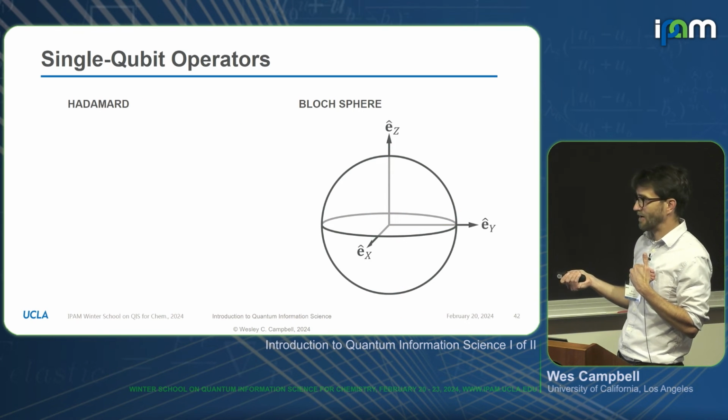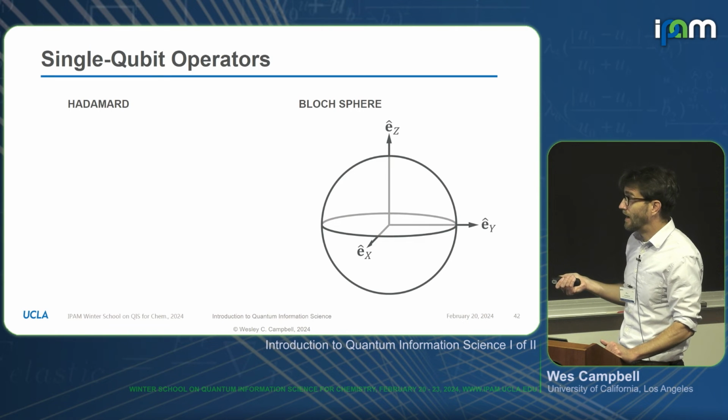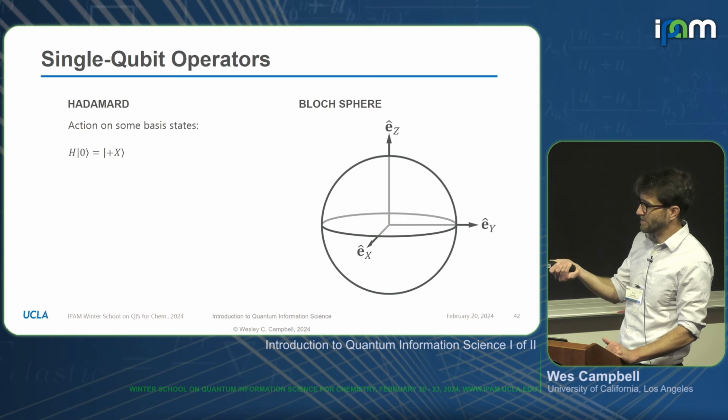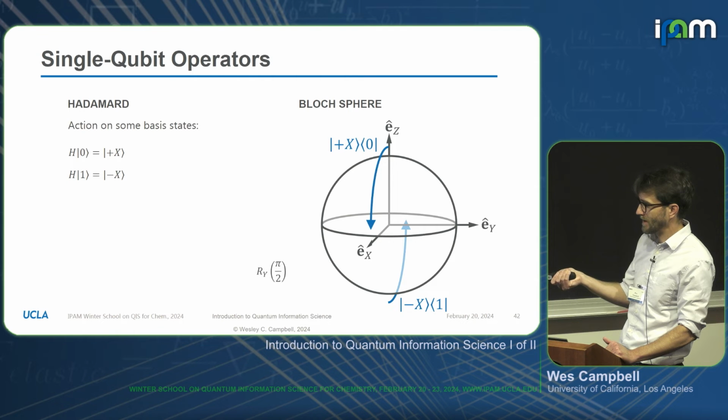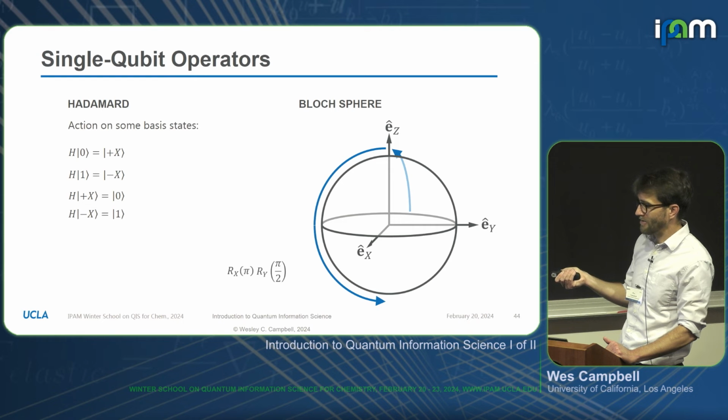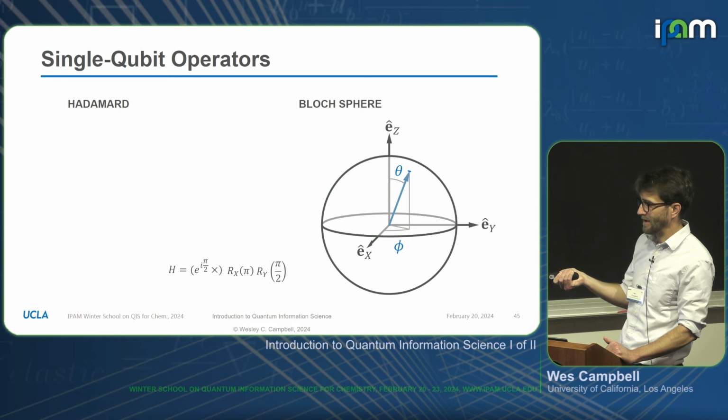There is another operation that is a pi rotation, but it's a little bit funny. It's called the Hadamard. The Hadamard operation takes the 0 eigenstate to the +x eigenstate, and the 1 goes to -x. So that looks like a rotation by pi/2 about the y-axis. Then it also takes the +x eigenstate to 0, and the -x eigenstate goes to 1. So we follow that by a pi rotation, and some phase.